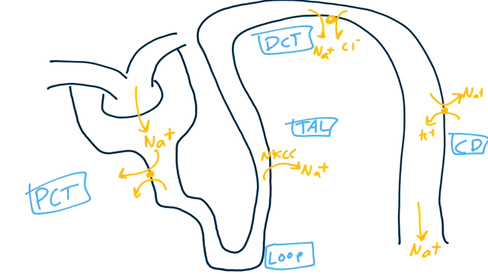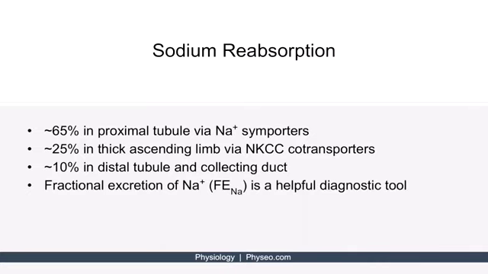And under normal circumstances, less than 1% is actually excreted in the urine, which brings up our last point. The last point we will make about sodium reabsorption is the FeNa. The fractional excretion of sodium, or FeNa, is helpful in diagnosing the cause of the patient's renal problem.